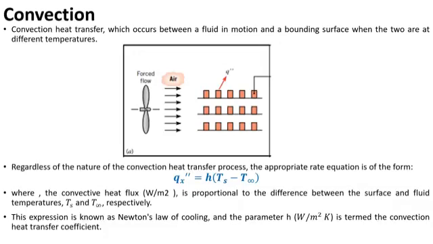Here h is the parameter known as the convective heat transfer coefficient, and it is different for each and every case. It is not a constant property. For example, it is different in case of turbulent air, and it is different in case of laminar flow of air. We will discuss how this h is determined in detail when we study convection in detail.